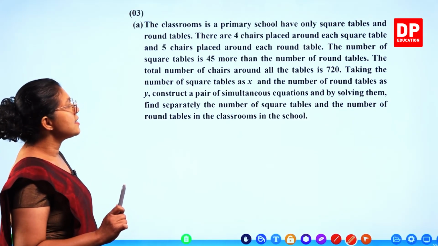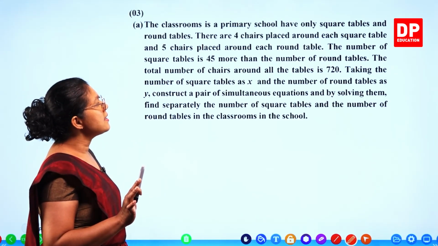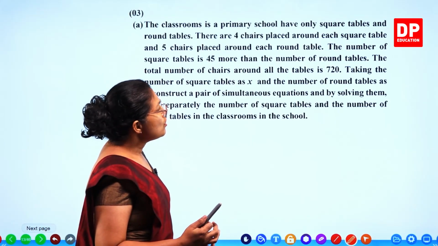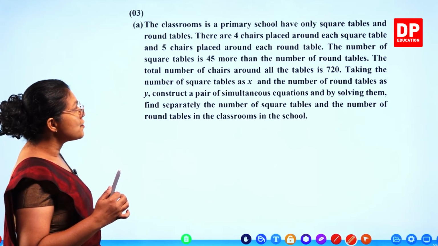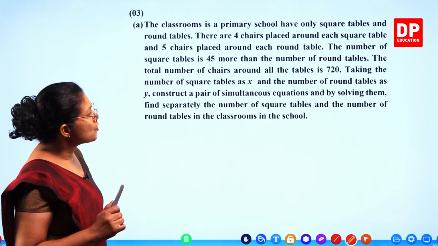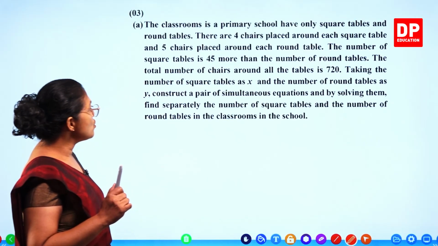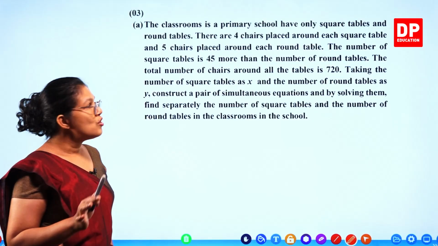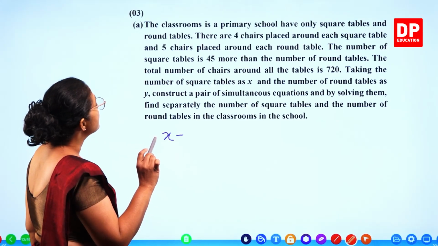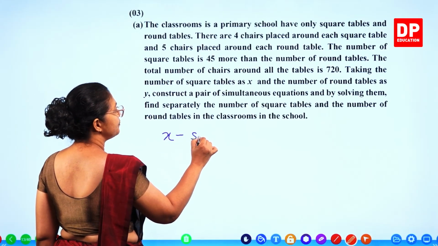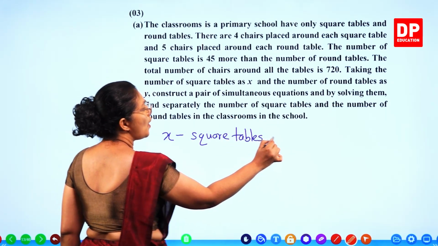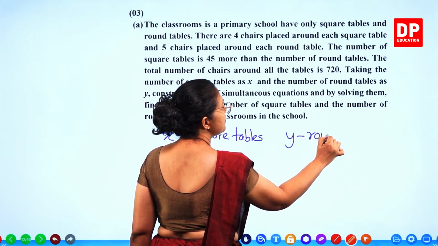Taking the number of square tables as x. That's the most important part in the question. You need to identify what is x. And the number of round tables as y. Construct a pair of simultaneous equations, and by solving them, find separately the number of square tables and number of round tables in the classroom in the school. So what is x? First you need to write down what is x. That's number of square tables. So we'll take x as square tables. And what is y? Round tables.